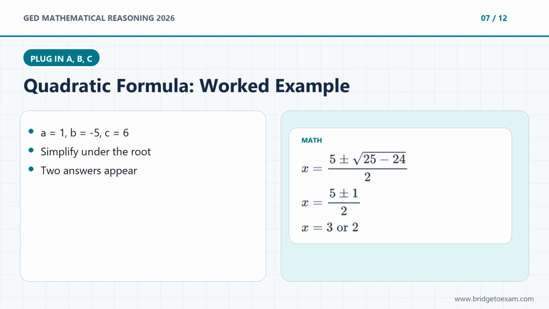Let's solve x squared minus 5x plus 6 equals 0 with the formula. Here, a is 1, b is -5, and c is 6. Plug in to get 5 plus or minus the square root of 25 minus 24, over 2. That is 5 plus or minus 1, over 2. So x equals 3 or x equals 2.